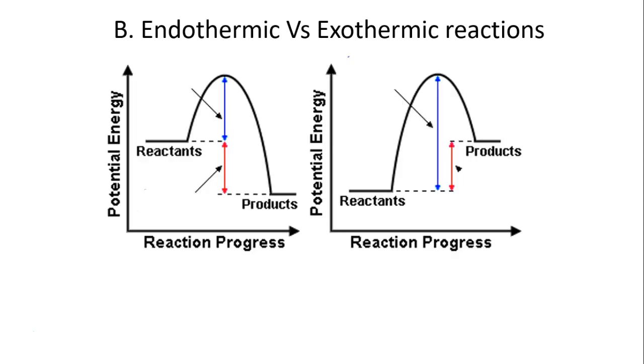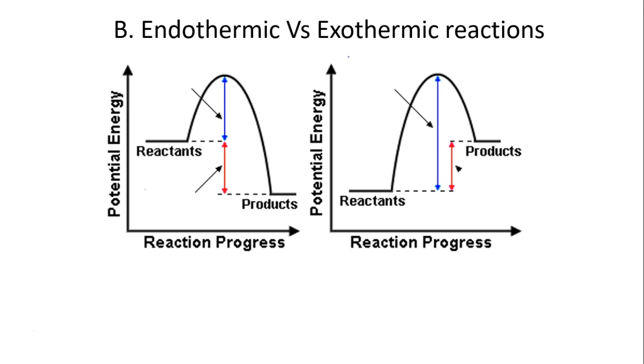Okay. Here I have two potential energy diagrams. One is endothermic and the other is exothermic. I'd like you to take a look at the location of the reactants and the products in each one of these and decide, is it endothermic or is it exothermic, and why do you believe that?